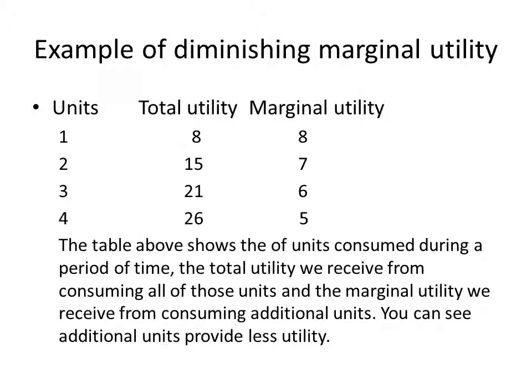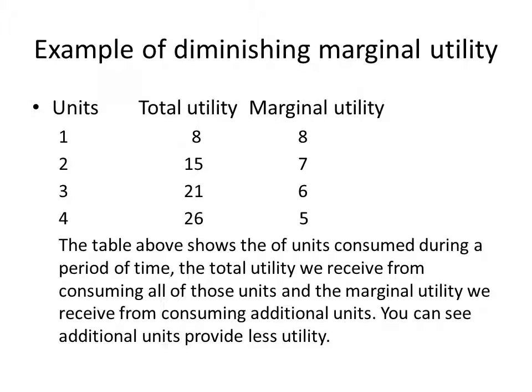Let me give you an example of diminishing marginal utility in this simple table here. Assume we can choose 1, 2, 3, or 4 units of a product, and if I consume 1, it gives me total utility of 8. If I consume 2, it gives me total utility of 15. If I consume 3, it gives me total utility of 21. If I consume 4, it's going to give me total utility of 26.